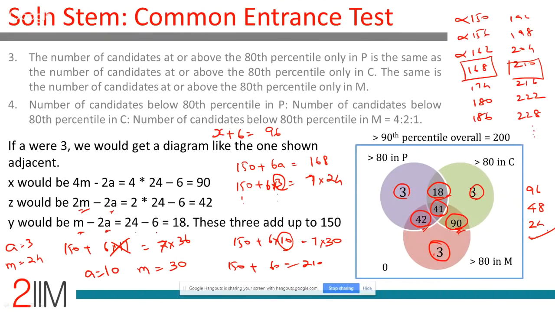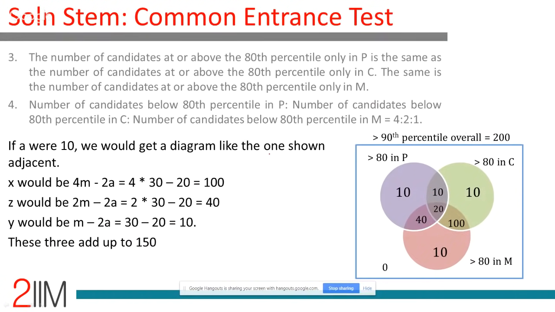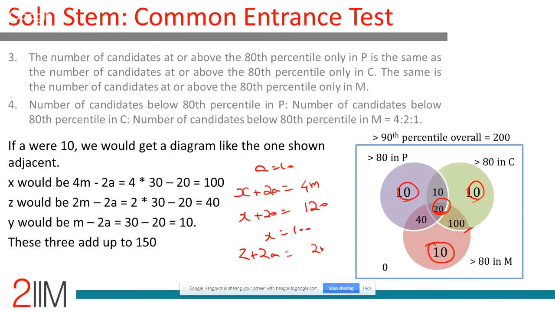Got this completely done. The other possibility is that A could be 10. So this is 10, this is 10, this is 10, 30 gone, this should be 20. That works fine. After that, we know that x plus 2a is 4m, m is 30, x plus 20 is 120, or x is 100. That goes here. We have z plus 2a equals 2m, z plus 20 equals 60, z is 40. Y plus 2a equals m, y equals 30 minus 20, which is 10.